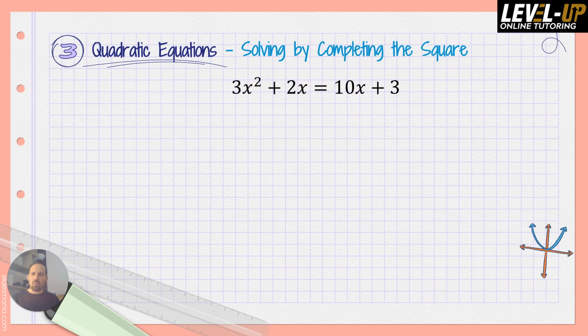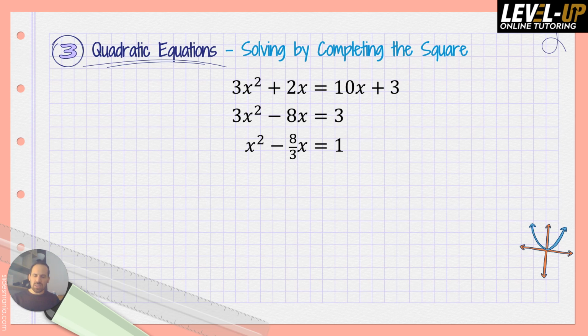So let's look at a more complicated example quickly. Say you had something like this, and you're asked to solve this by completing the square. What we'd have to do is get either everything to one side, or at least all the x terms, like x squared and the x term, to one side, because then we could complete the square on that. But first things first, and this is the key difference here, we need to get rid of that x squared coefficient. So we divide through by 3 to get rid of that.